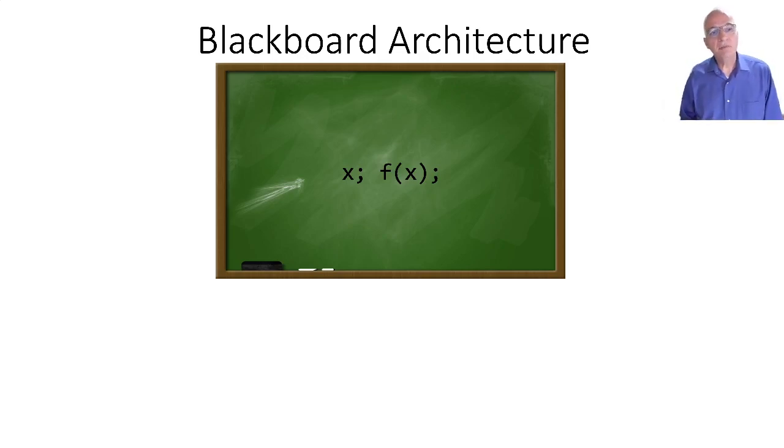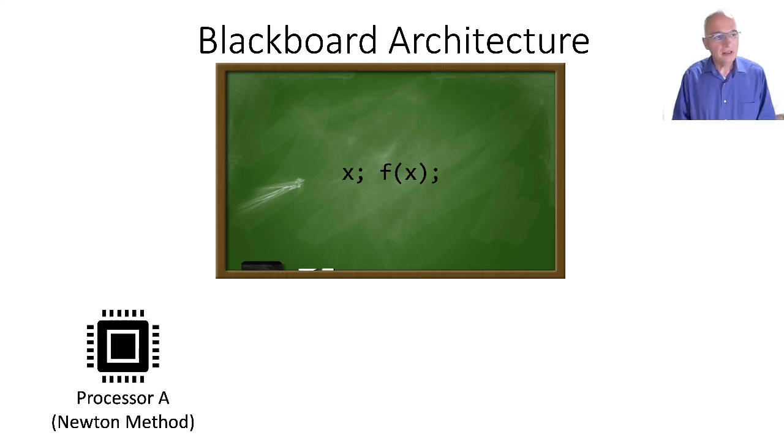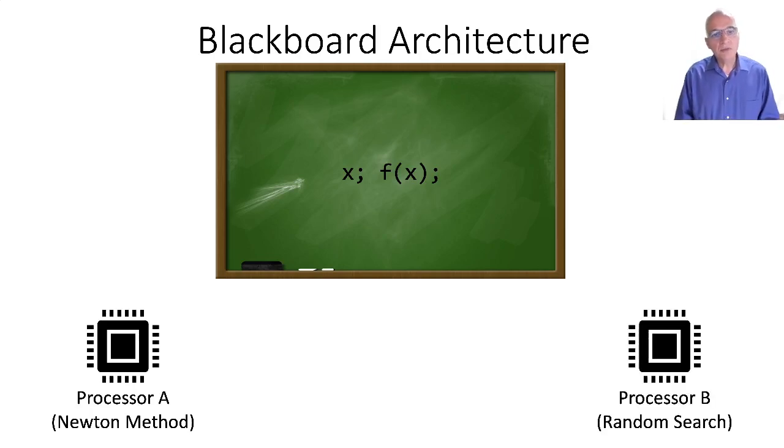And that's how the many solvers that are using the blackboard to exchange information will pass information about where the current solution, or the best current solution, is to each other. So the idea here is that I have a processor A that's executing the Newton method, so it is specialized on finding a local minima.